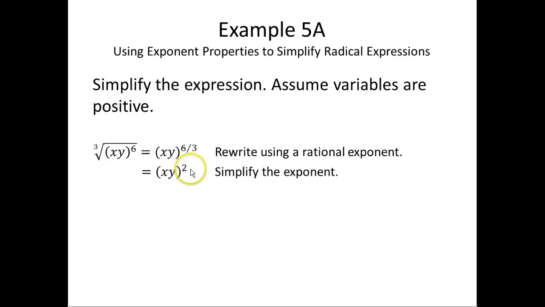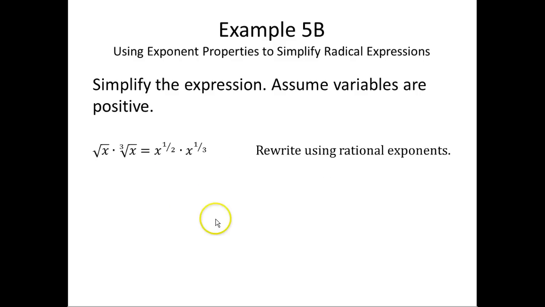Notice 6 divided by 3 is just 2, so I can simplify my exponent like this. And using the power of a product property, notice I have a product raised to an entire power. This 2 essentially just gets distributed inside to both factors, and I get x squared times y squared.